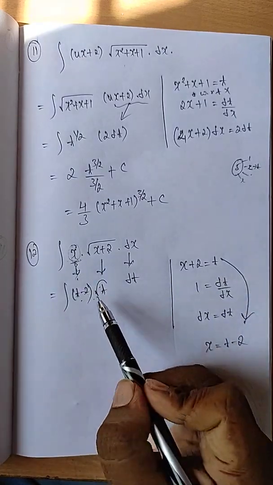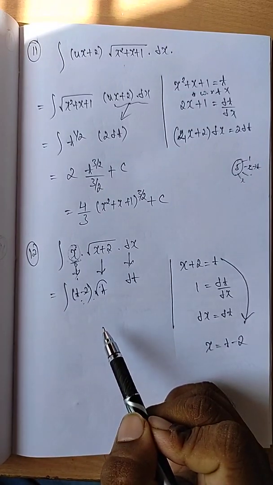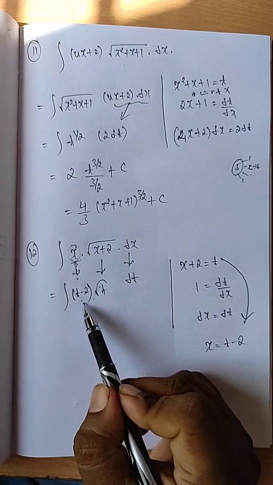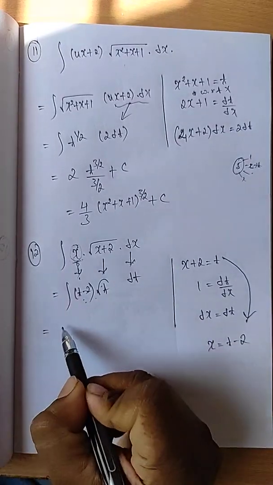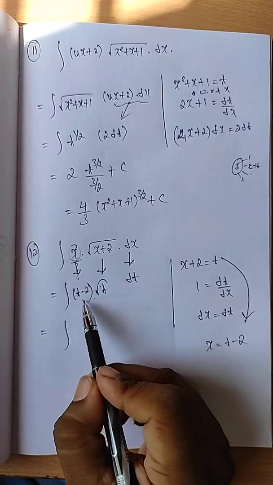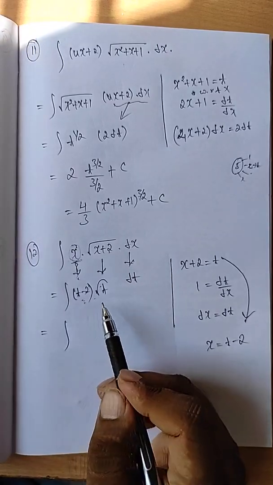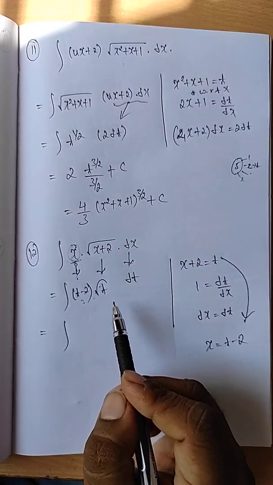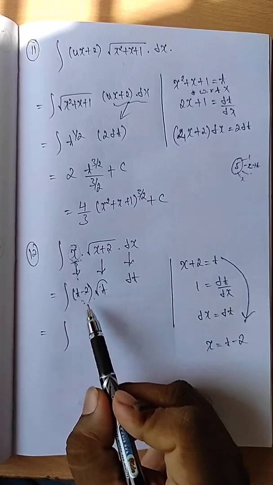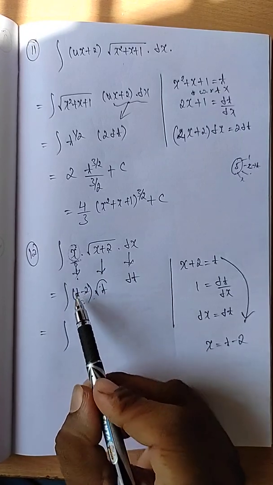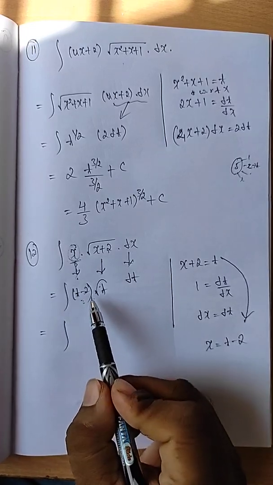So look here, we have integration of t minus 2 into root t into dt. How to integrate this one? Is it clear? Here it is in the form of product form. If inside the bracket and outside the bracket have the same function, multiply it to the inside of the bracket. We already did this type of problem in the beginning of the class. So I am multiplying this root t inside the bracket.